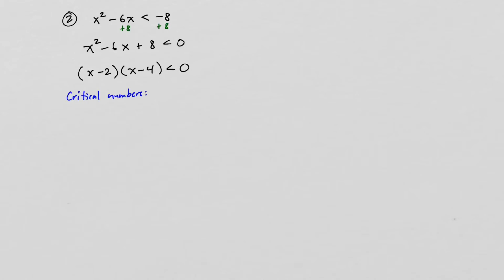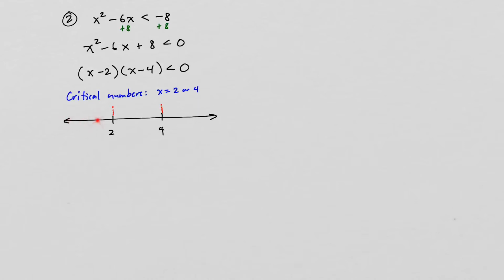Now again, the critical numbers are the numbers that make each one of these factors equal to 0. So in this case, the critical number is going to be x equals 2, because 2 minus 2 is 0, and x equals 4, because 4 minus 4 is 0. So those are our critical numbers. Now we'll create a number line, and we'll put the two critical numbers on this number line. And that number line gets divided into 3 regions. And I need to pick a test point on each one of these regions.